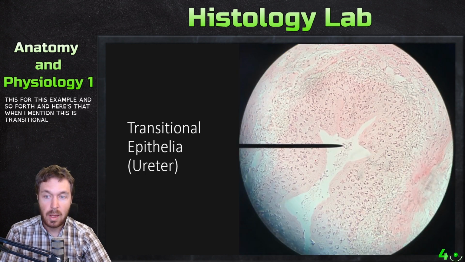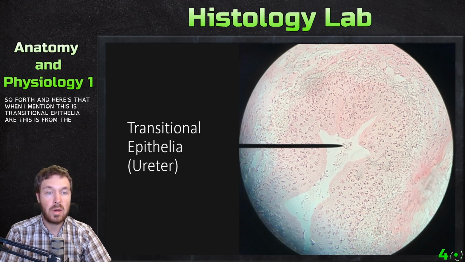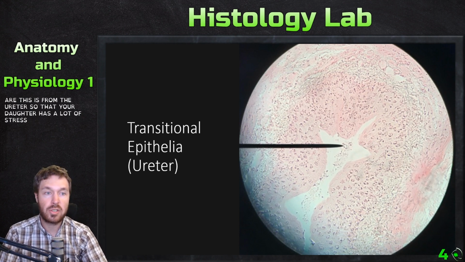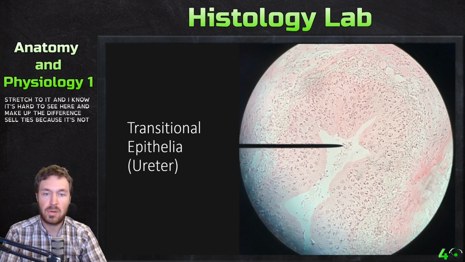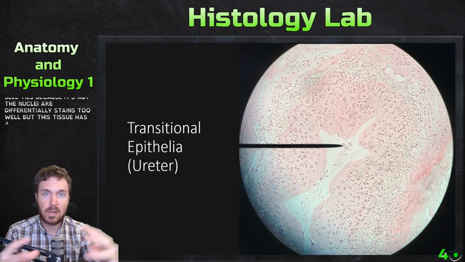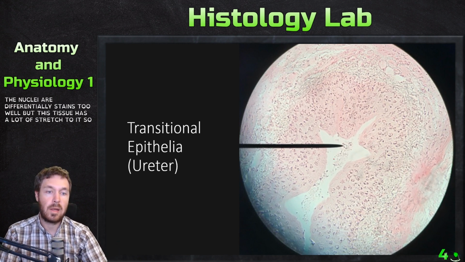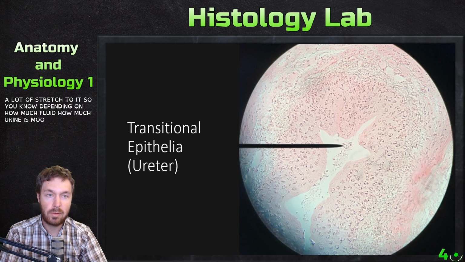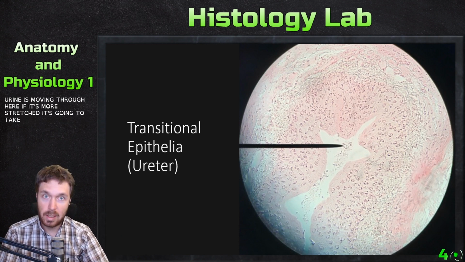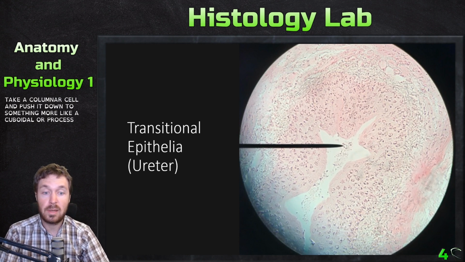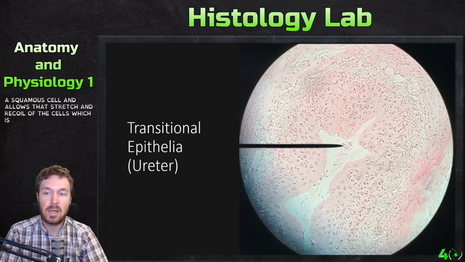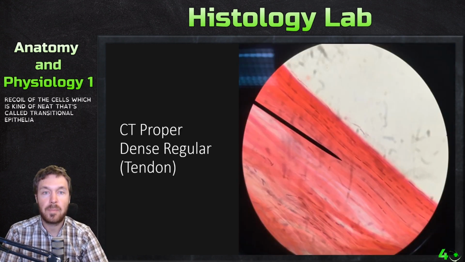And now here's that one I mentioned. This is transitional epithelia. This is from the ureter. So the ureter has a lot of stretch to it. And I know it's hard to see here and make out the different cell types because the nuclei aren't differentially stained too well. But this tissue has a lot of stretch to it. So depending on how much fluid or how much urine is moving through here, if it's more stretch, it's going to take a columnar cell and push it down to something more like a cuboidal or possibly even a squamous cell, and it allows that stretch and recoil of these cells, which is kind of neat. So that's called transitional epithelia.